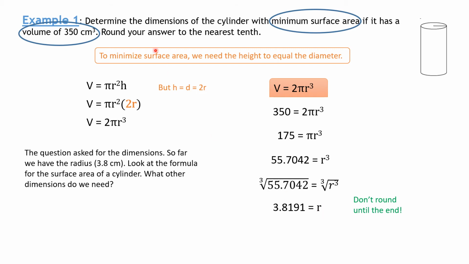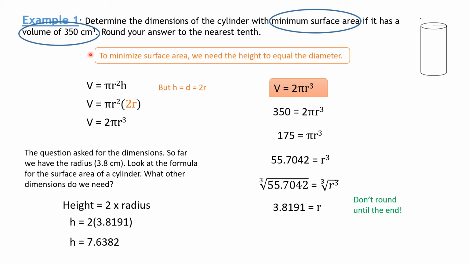So when we're looking for the surface area of a cylinder, determine the dimensions of the cylinder with the minimum surface area. It has this volume. We need the r, and the other dimension we need is the h. So we have to figure out h. Remember that height is equal to 2 times the radius. That's from here, which is from here. Subbing in, we get an h value of 7.6382.